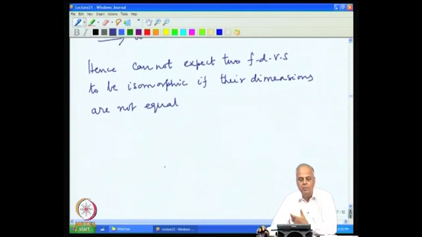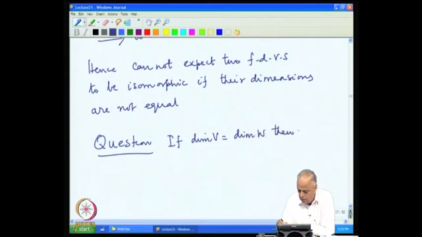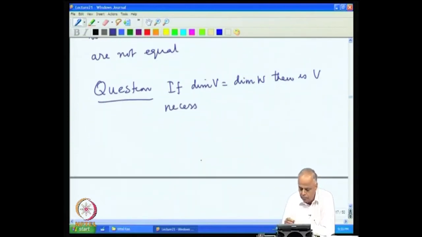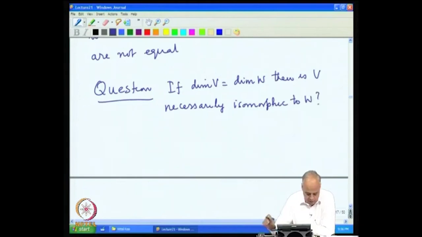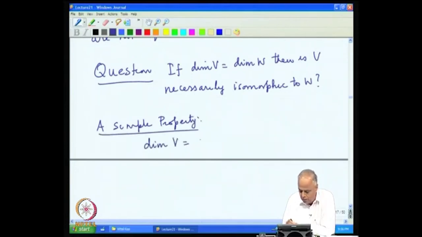Now, therefore, the question arises: if the dimensions are equal, can we expect them to be isomorphic? So, the question: if dimension of V is equal to dimension of W, then is V necessarily isomorphic to W? This question arises. Now, before we answer this question, let us look at a very simple property of such isomorphisms from two spaces of equal dimensions. So, again we start with dimension of V equal to dimension of W, because there is no hope of an isomorphism if dimension of V is not equal to dimension of W.